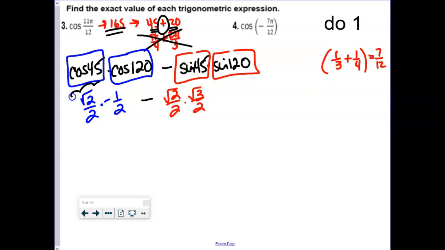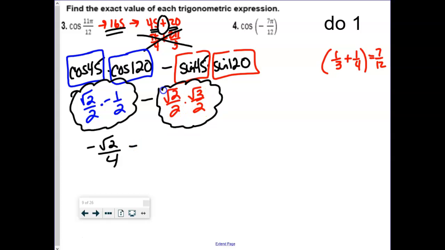So what you have now are a couple of radical things that we're going to smush together. This is the negative square root of 2 over 4 for a denominator. And then here, this guy smushed together is square root of 6 over 4. And they do have common denominators. There's not really anything you can do to make this prettier, guys. I feel like I dropped a sign somewhere. Are we good? Negative square root of 2 minus square root of 6 over 4.